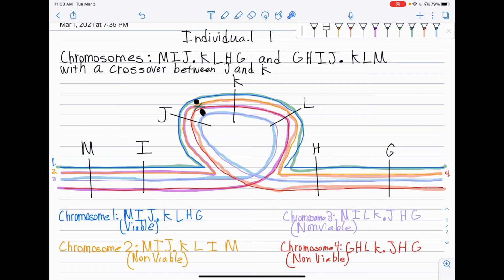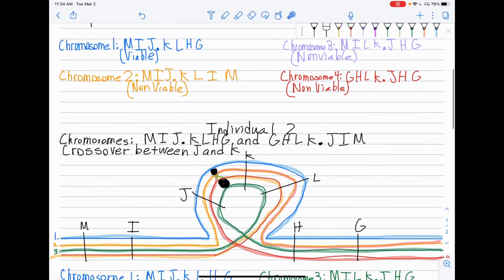Chromosome 3 also goes through here in this little road, and it does not have any viability. Chromosome 4 starts here because it's on a road that hasn't been used yet, and it crosses over between J and K, and it too is non-viable.